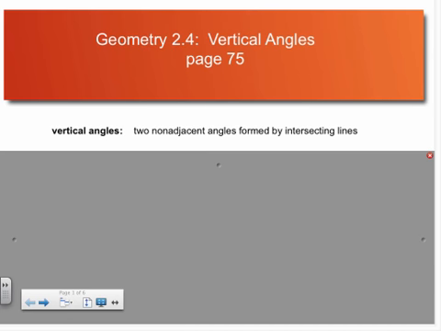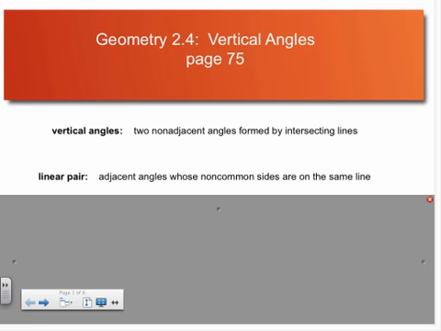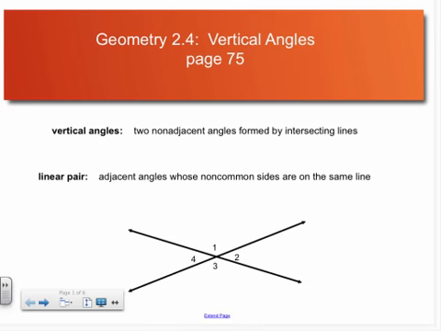A linear pair, though, are the pairs of adjacent angles whose non-common sides are on the same line. In other words, when I have two lines that intersect, the angles across from each other, like angles 2 and 4, are vertical angles, and the angles next to each other, like angles 1 and 2, are linear pairs.